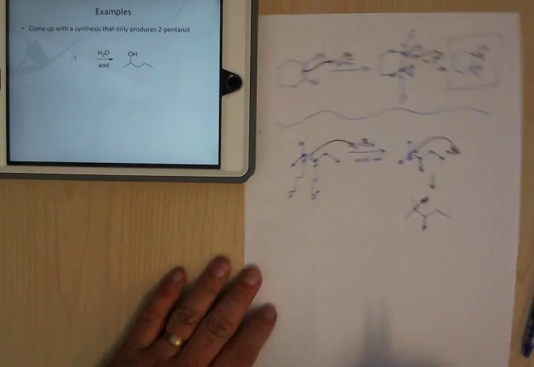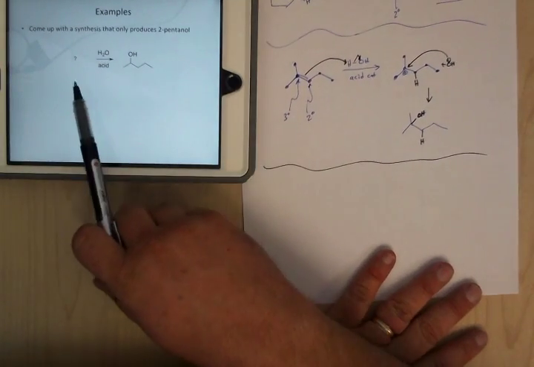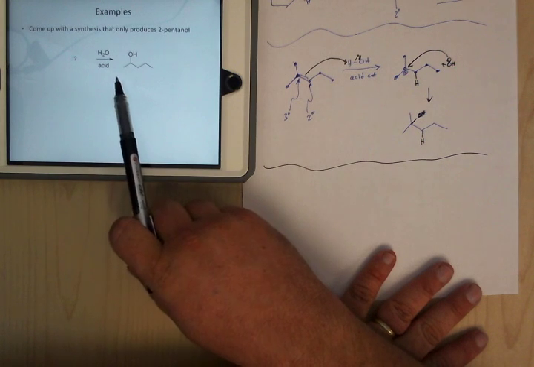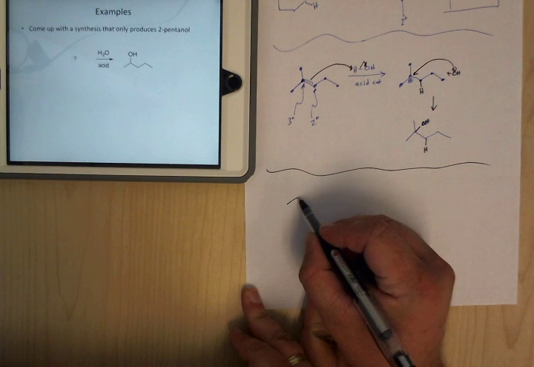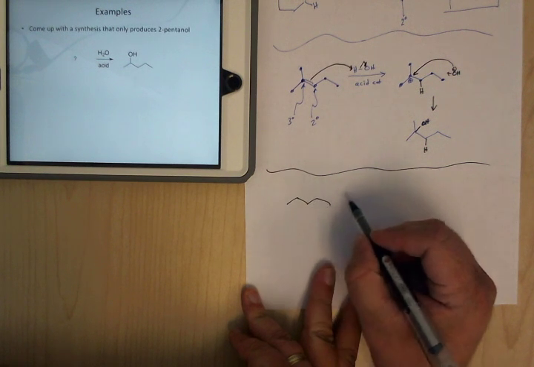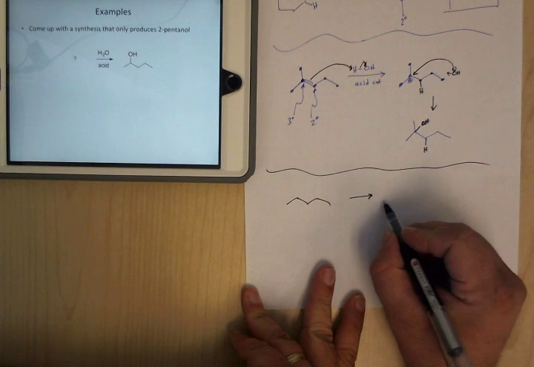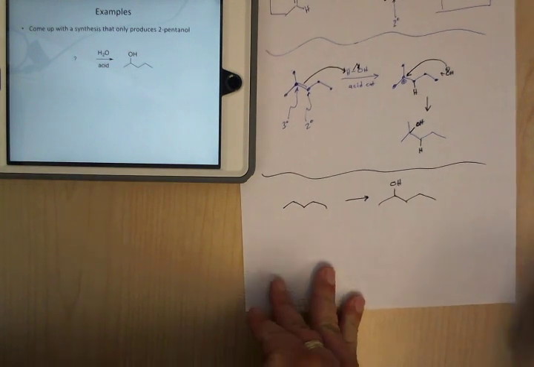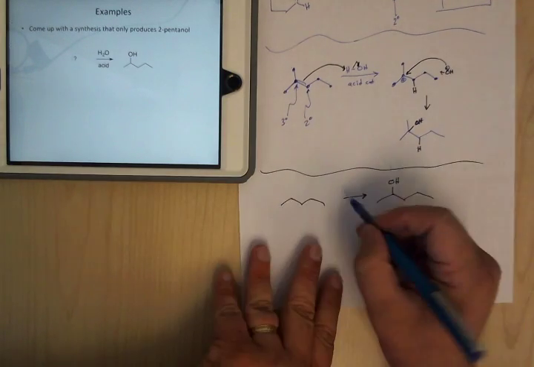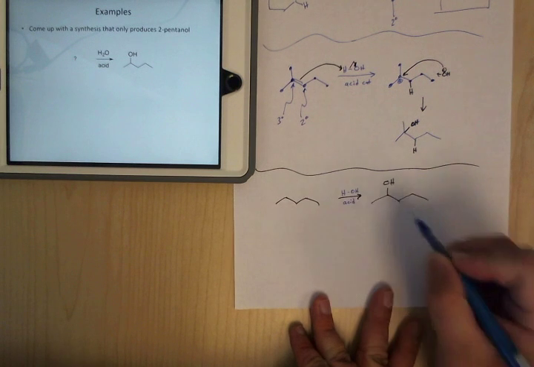Okay, so here's another question. If I give you, not just predict the product, but what would you have to start with? We're going to have to start with this. We're trying to make only this product here. We know we can add water, because we're adding HOH across the double bond, with a little drop of acid in there.